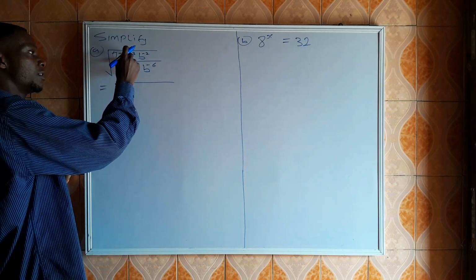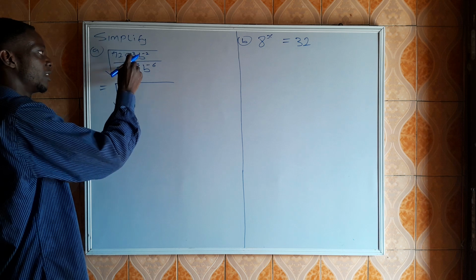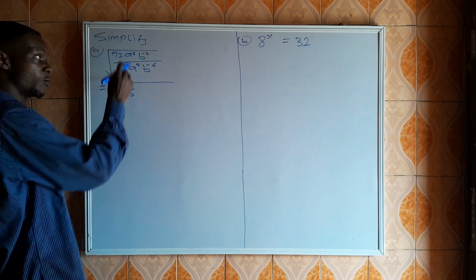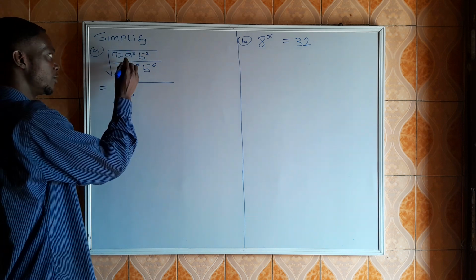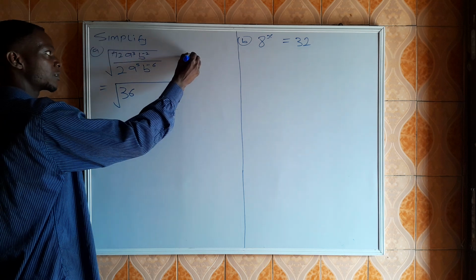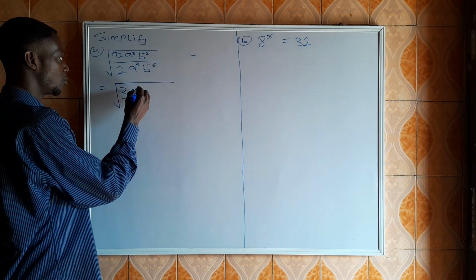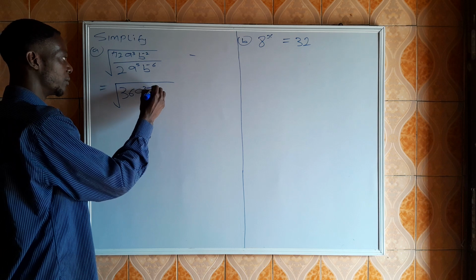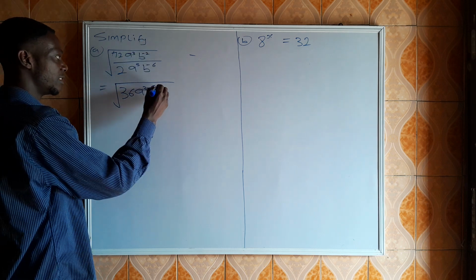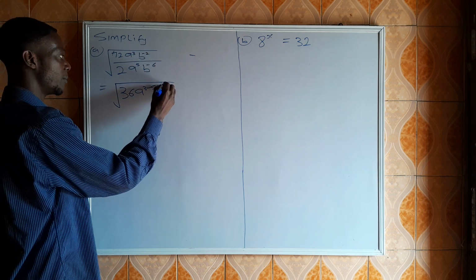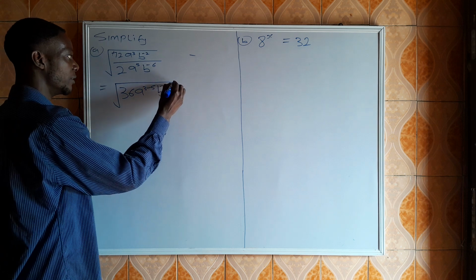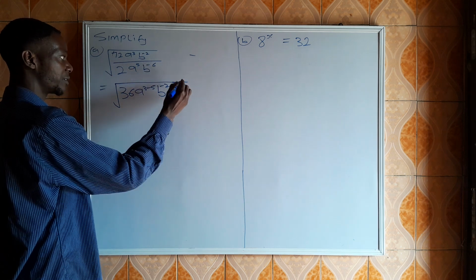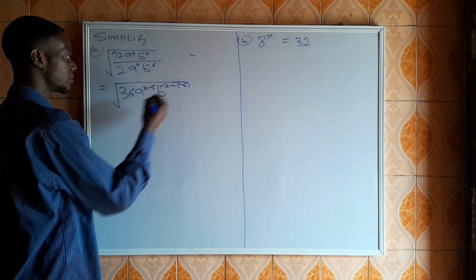If you have a raised to power 3 and a raised to power 5 here, they have a common base. And remember, this is division. Division becomes subtraction. So it will be a raised to power 3 minus 5. Then same thing here, you have b raised to power minus 2 minus minus 6.